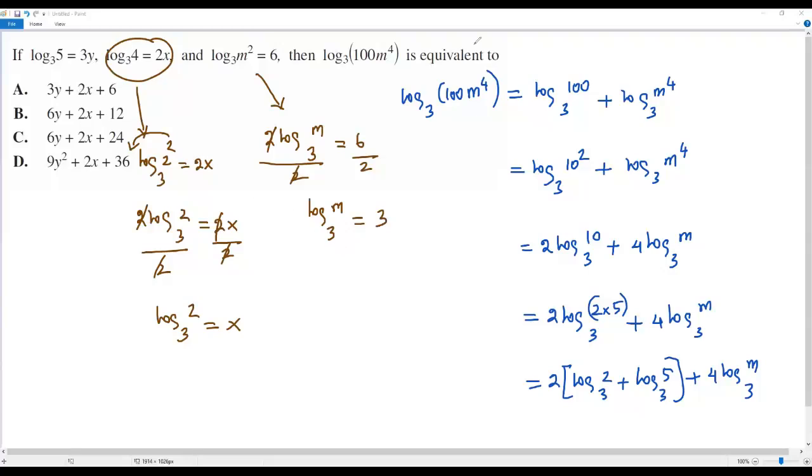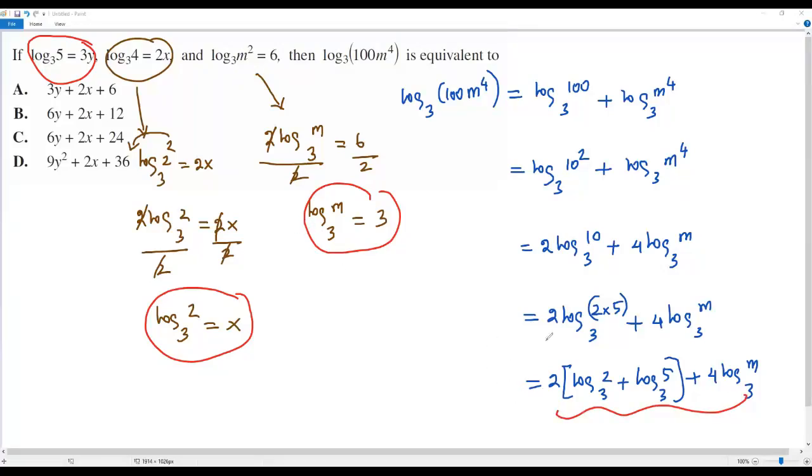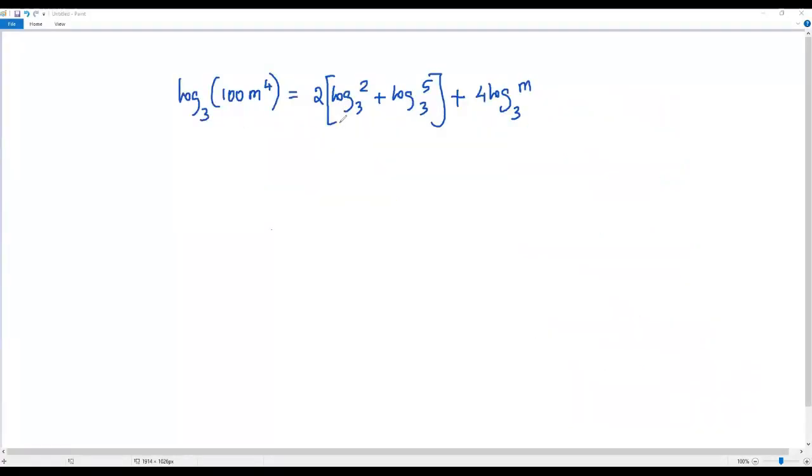Now I have the value for log 5 to the base 3, that is 3y. For log 2 to the base 3, we have just x. And for log m to the base 3, we have 3. Now we have to plug all of these into this expression. Let me do it on the next page. We can plug in the values for log 2 to the base 3, log 5 to the base 3, and log m to the base 3. For log 5 to the base 3, we already have it in the question itself, that is 3y. For log 2 and log m, we just got the equivalents.